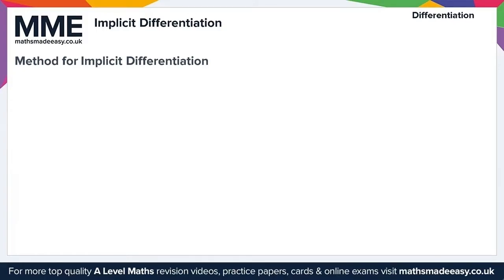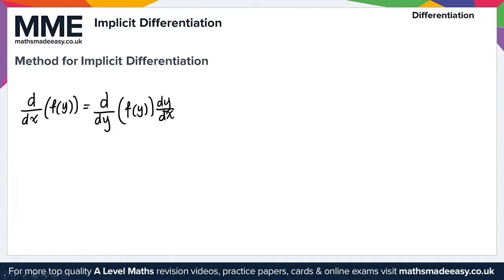So step 1, we differentiate terms that are in x only. For step 2, we use the chain rule to differentiate terms in y only. So what would that look like? Well, that would be the derivative with respect to x of f of y, and this would be equal to d by dy of f of y times dy by dx.